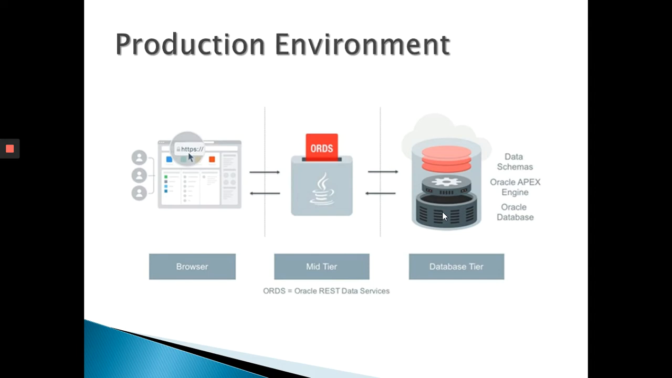Every request that comes from the browser is received by ORDS, and ORDS converts that HTTP request into a database request, and it fetches or updates the data, whatever the request is. Then it ultimately sends the data from the database to the browser through ORDS in JSON format, and ORDS converts the JSON into HTTP data. So this is a typical production environment scenario.